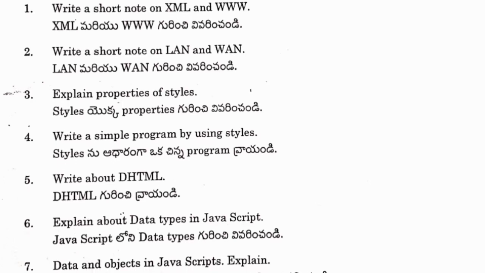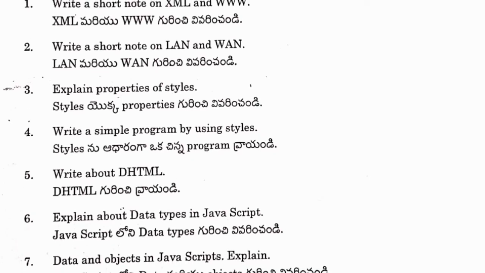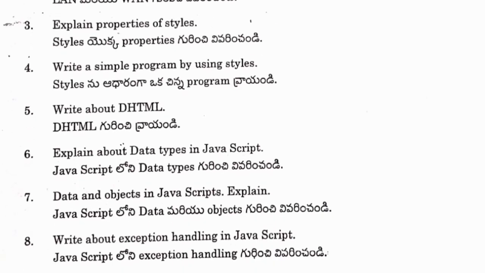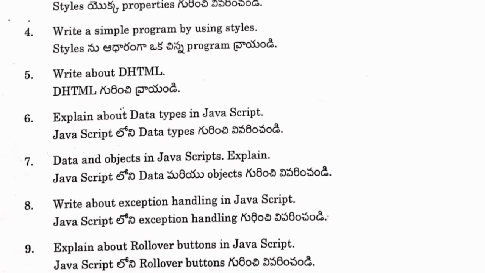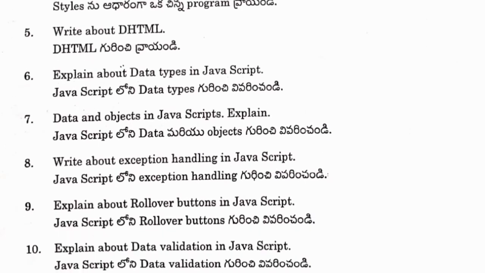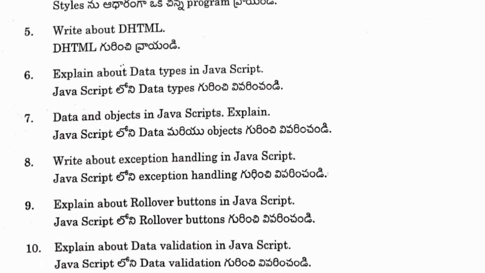Okay. Next, third, explain properties of styles. Write a simple program by using styles. Next, fifth one, write about DHTML, Dynamic Hypertext Markup Language. Explain about data types in JavaScript. Seventh one, data and objects in JavaScript. Explain. Next, write about exception handling in JavaScript. Next, explain about rollover buttons in JavaScript. Next, explain about data validation in JavaScript. So these are the 5 marks questions.